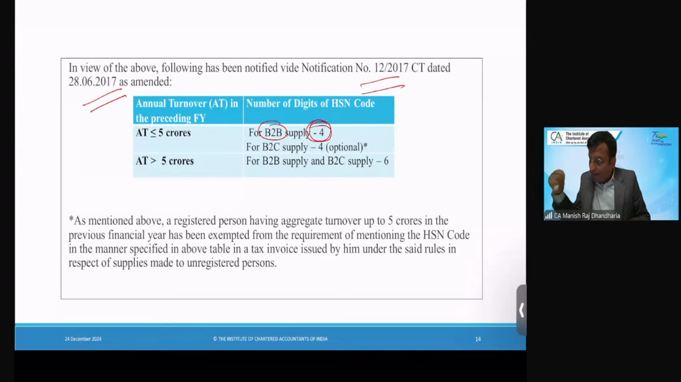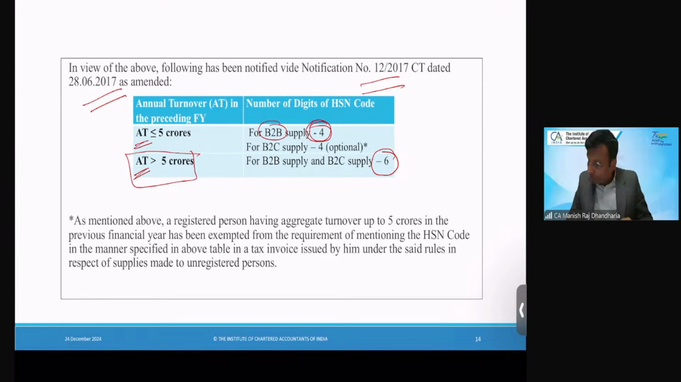और अगर B2C सप्लाईज है तो इन दैट केस ऑप्शनल है. ठीक है ना, it is optional. आप चाहो तो मेंशन कर सकते. But if turnover, I mean aggregate turnover, is more than 5 crores, in that case, you have to mention 6-digit HSN code. Okay, you have to mention 6 digits HSN code.